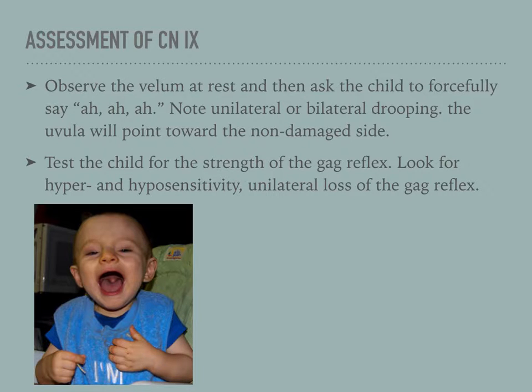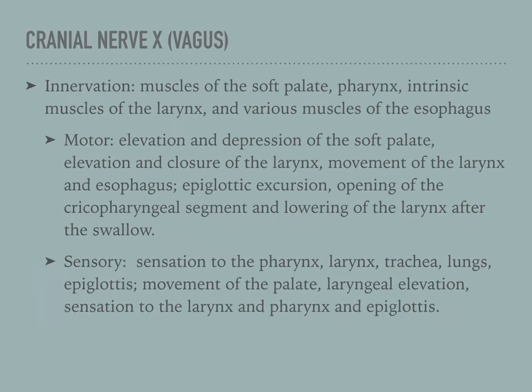Assessment of cranial nerve number 9 is to observe the velum at rest, and then ask the child to forcefully say ah, ah, ah. Note unilateral or bilateral drooping. The uvula will point toward the non-damaged side. Test the child for strength of the gag reflex and look for hypo and hypersensitivity. Unilateral loss of the gag reflex.